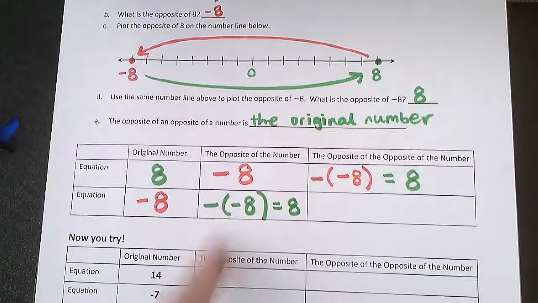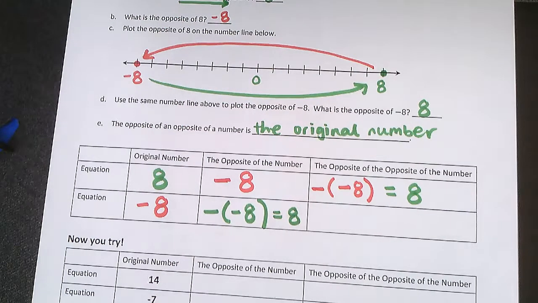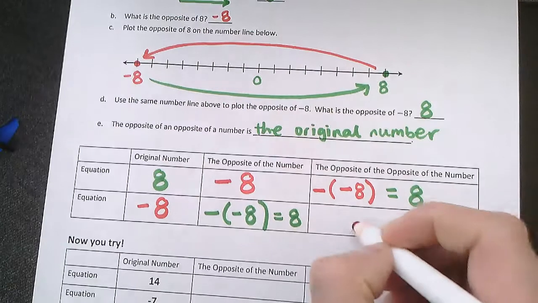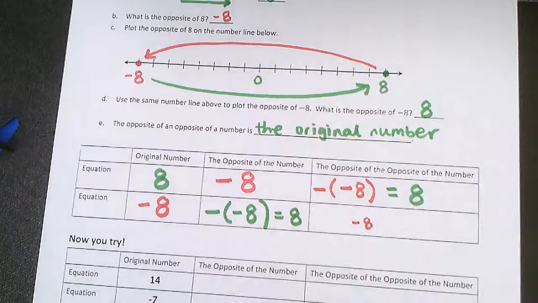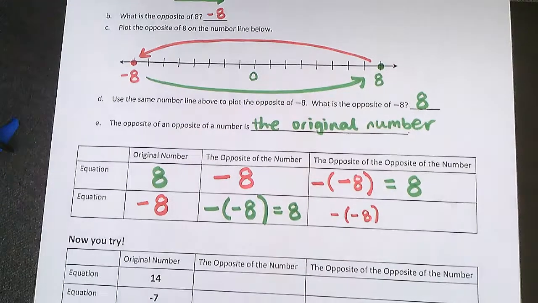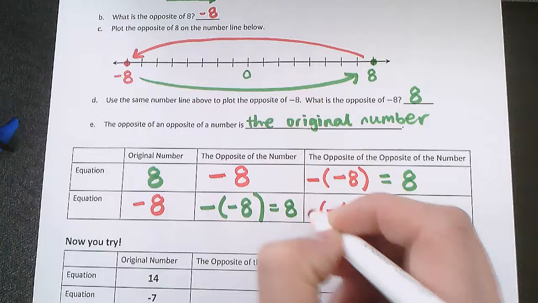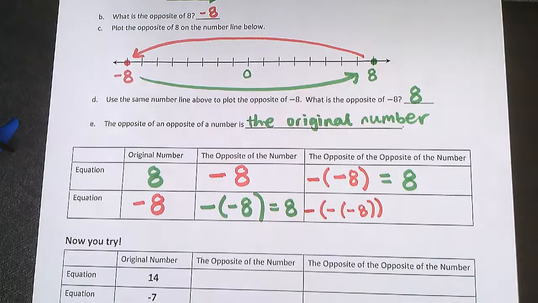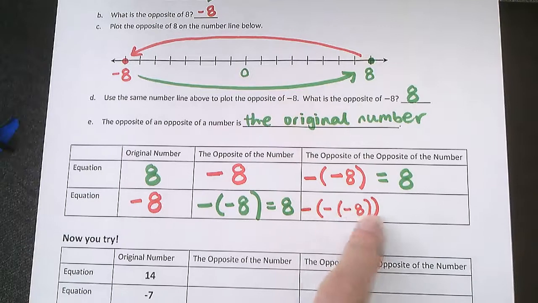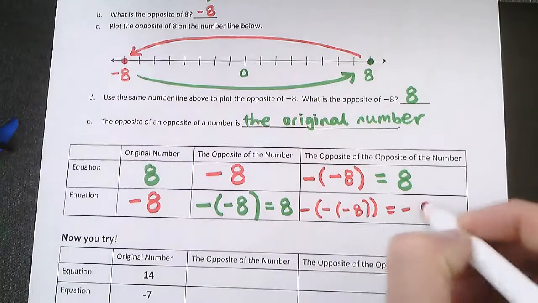Now, what if we want to take the opposite of this? Well, we would have -8 was our original number. We take the opposite of that, and then we're going to take the opposite of all of that, which would be another negative. So now we have 3 negatives. 2 negatives make it positive, but then we have a negative again, and that brings us all the way back to -8.